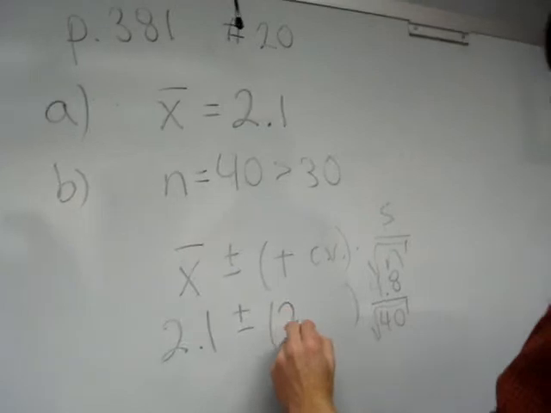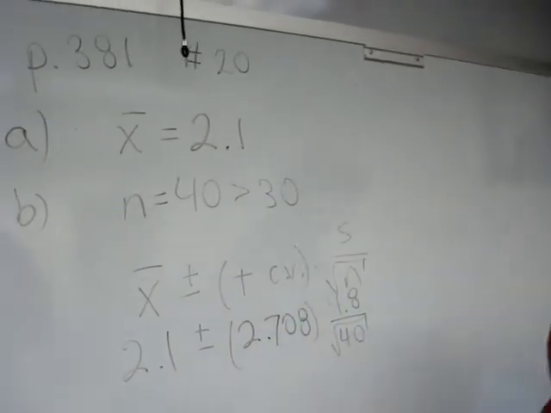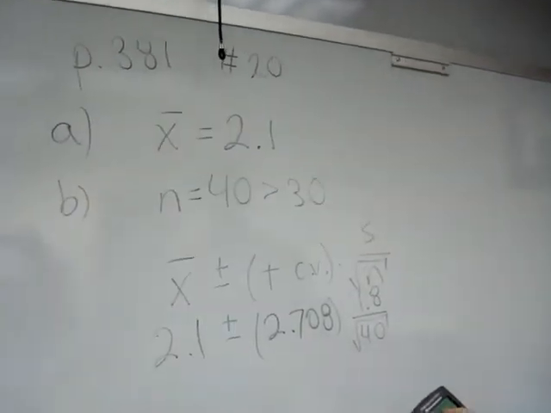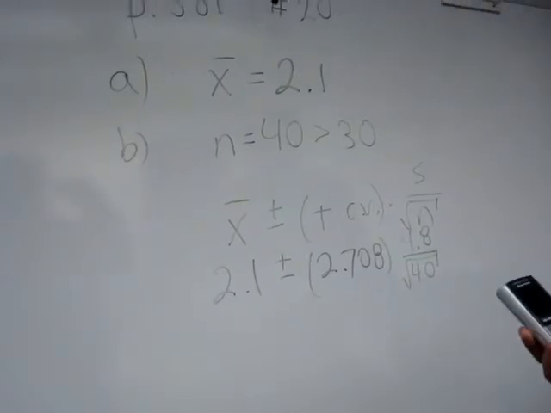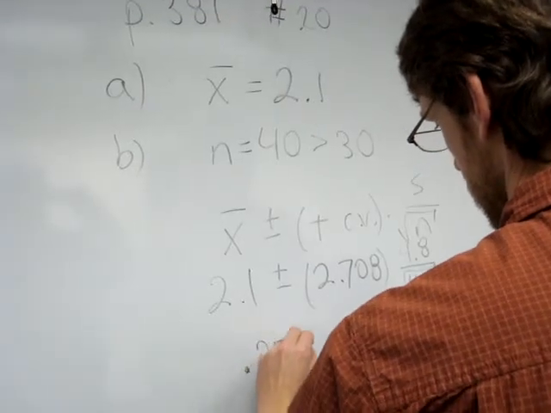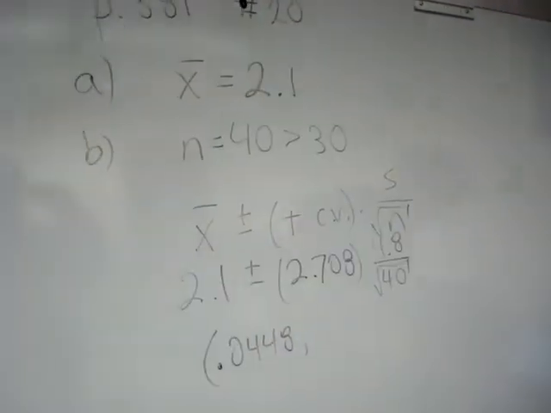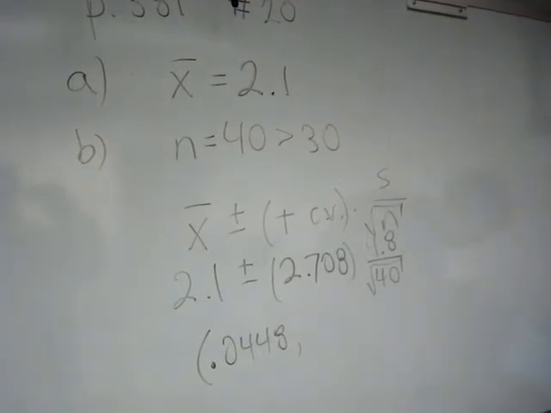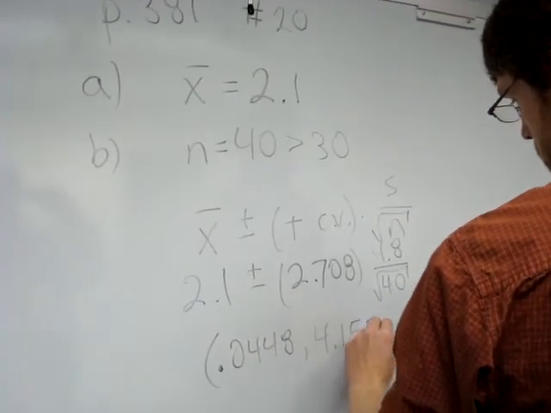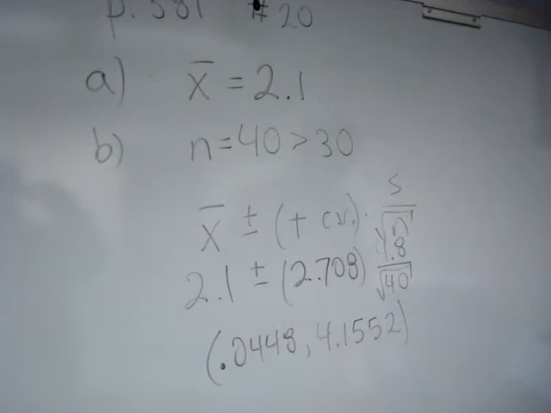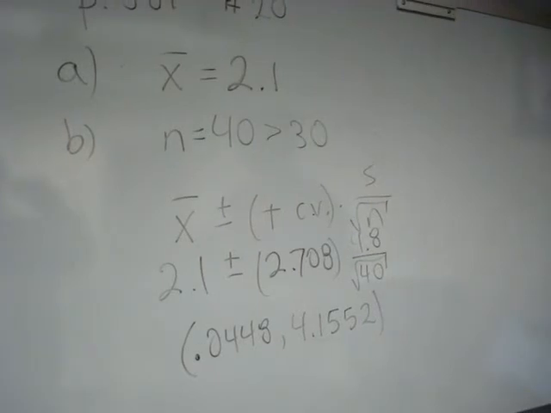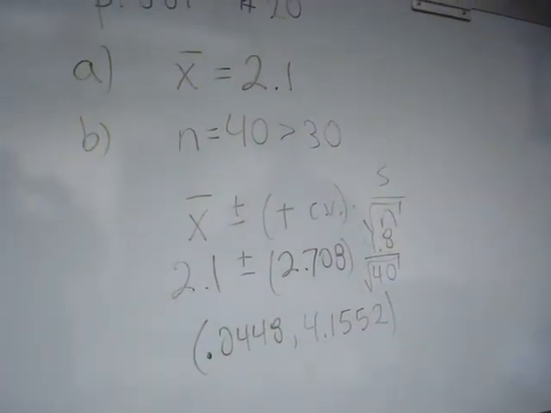So I would write 2.708 here, and I did the calculation before. We have 2.1 minus 2.708 times 4.8 over the square root of 40. We get 0.0448. And our upper limit is 4.1552. So we're 99% confident that this interval contains the true average weight loss.